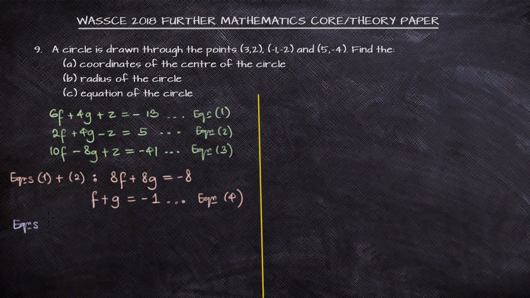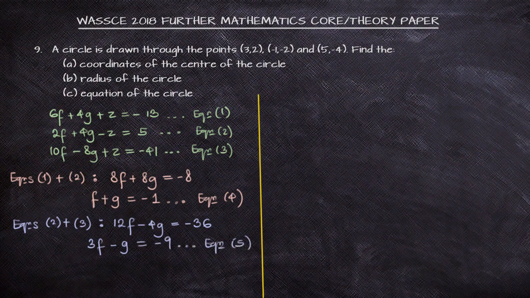So equations 2 and 3 being added together, I have 2f and 10f, and if I add them together, that will be 12f, then plus 4g and minus 8g, that will be minus 4g. The z will cancel out, then 5 plus minus 41 will be minus 36. Again, looking at this, I can divide all through by 4 to have 3f minus g is equals to minus 9. This I can call my equation 5.